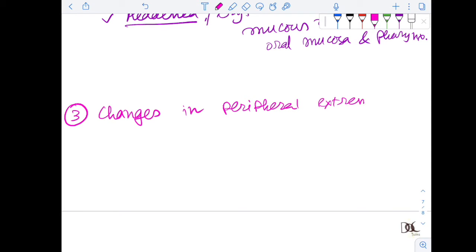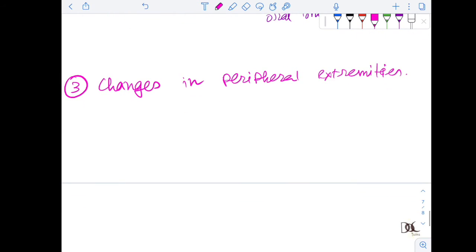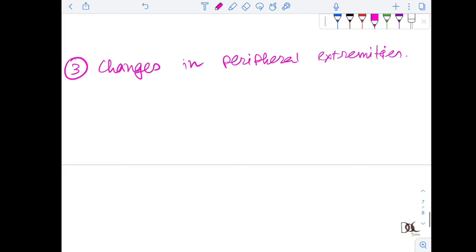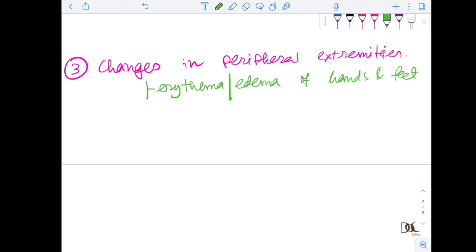Peripheral extremities. Okay, what are the changes? There will be erythema or edema of the hands and feet. And or you can see periungual desquamation. Now there is a catch.